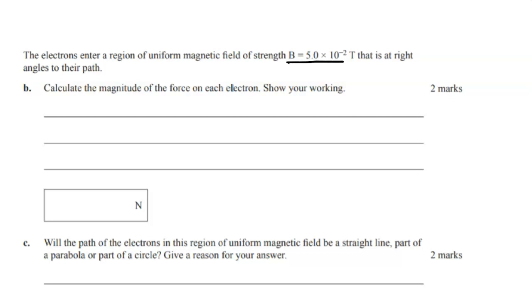Okay, the electrons enter a region of uniform magnetic field. We're told the magnetic field strength and that it's at right angles to their path. So that's telling us that B is perpendicular to v. It points in the direction that the electron is going. We want to calculate the magnitude of the force on each electron, and we're going to show our working out.